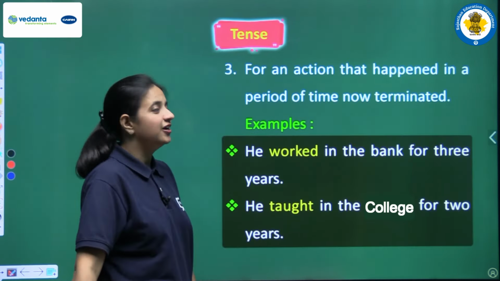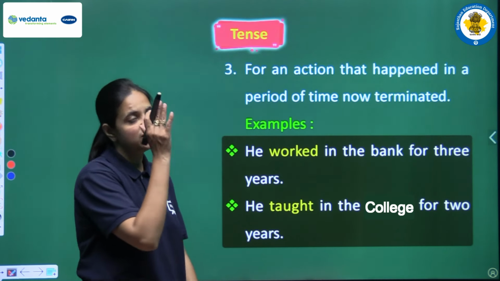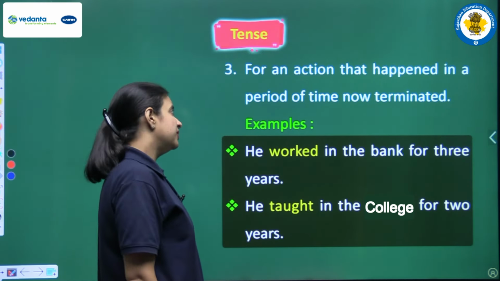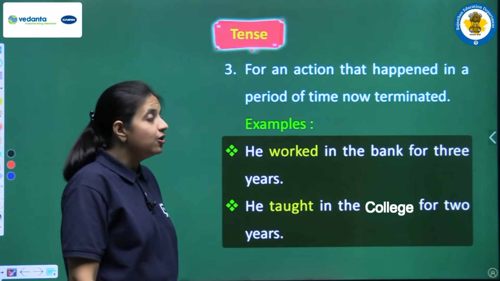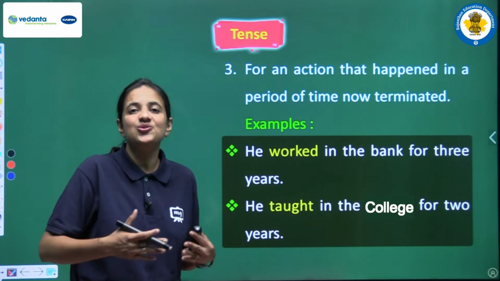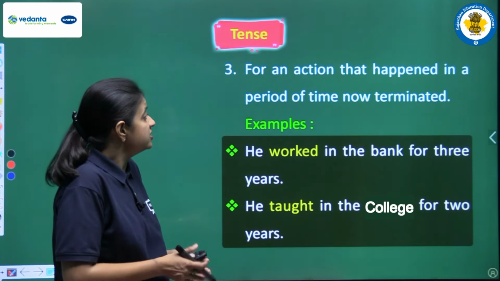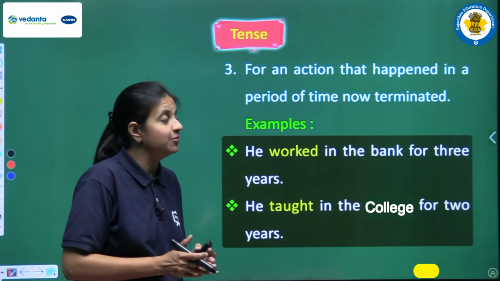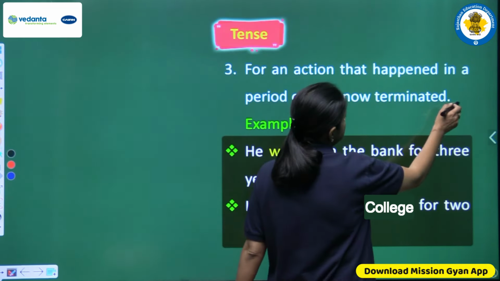Next we are having the third use of past simple tense. So let's read first of all: for an action that happened in a period of time now terminated. So yes, this tense is also used to show, to express something, some action that actually happened in a period of time, but now that action is terminated.